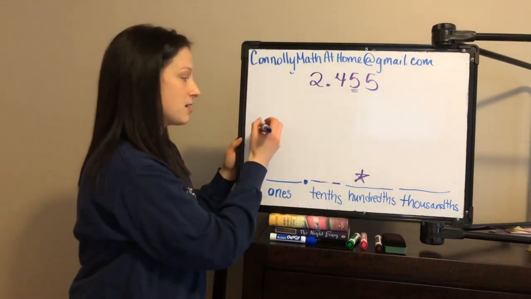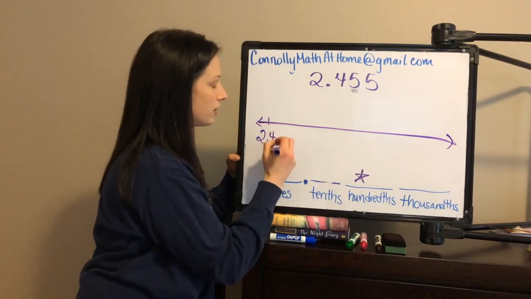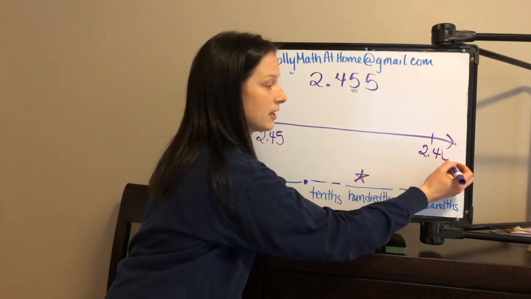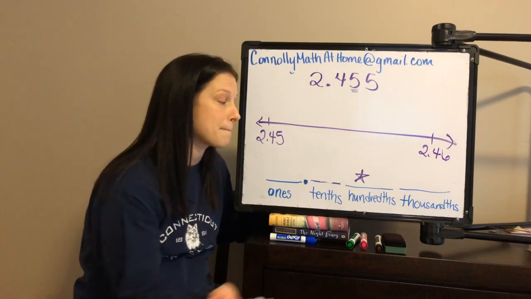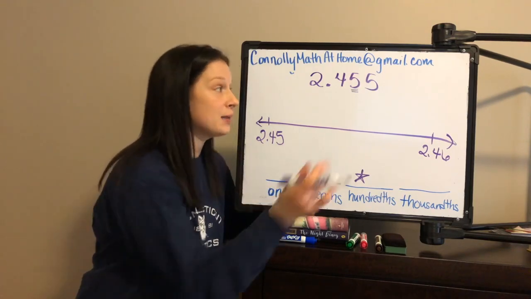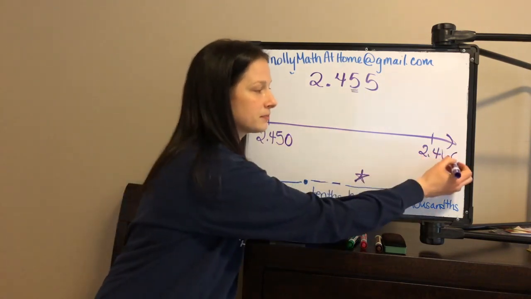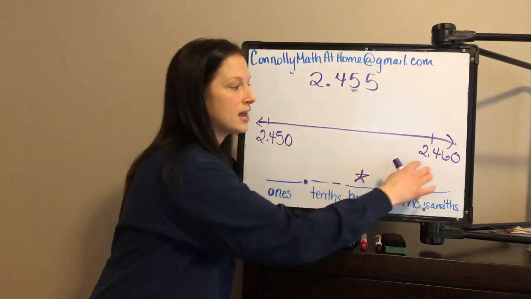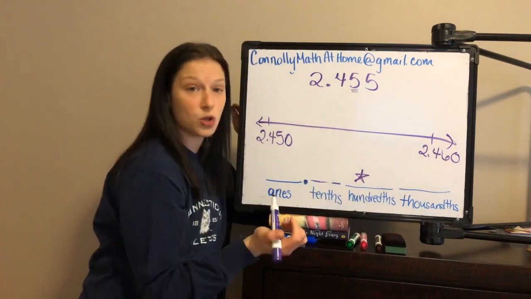Okay, so let's write that down on our number line. Oops, crooked number line. 2 and 45 hundredths or 2 and 46 hundredths. And we need to think about which is this closest to. Okay, so what I'm going to do is write an equivalent decimal because I am working into the thousandths place up here, and it makes more sense to me right now to think about this as thousandths. So I have 2 and 450 thousandths and 2 and 460 thousandths. I want to think about which one this is closest to.